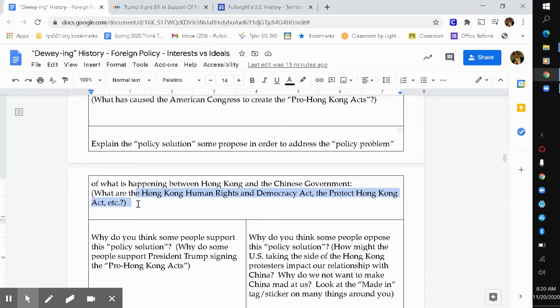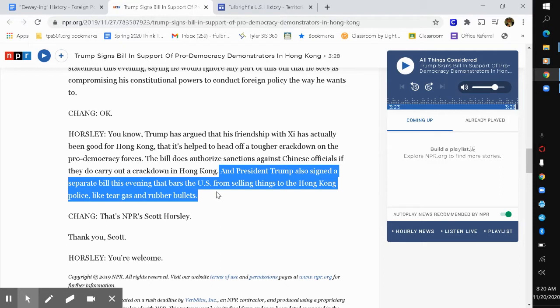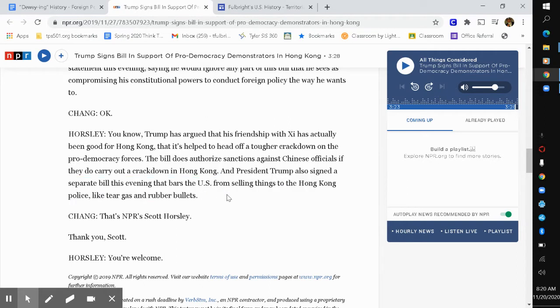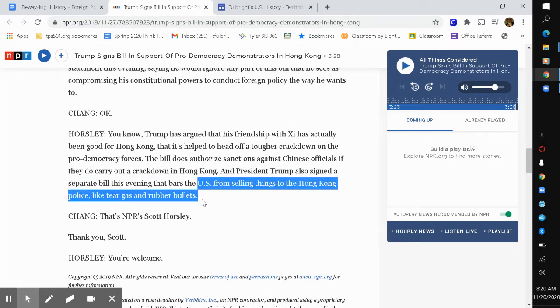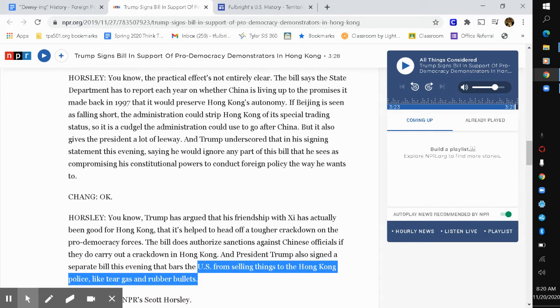What did the Hong Kong acts that were talked about in the article say the United States would do? One of them right here, a separate bill this evening bars the U.S. from selling things to Hong Kong police like tear gas and rubber bullets. Why do we not want to sell those things to the Hong Kong police? Who are they using those things on? Their own citizens, correct?